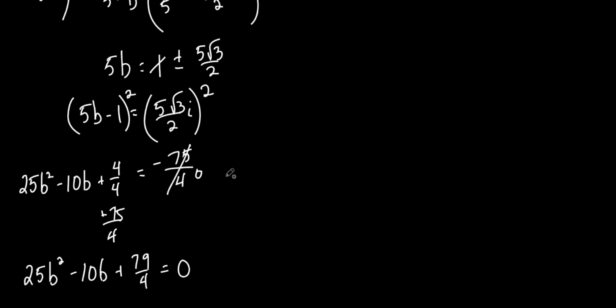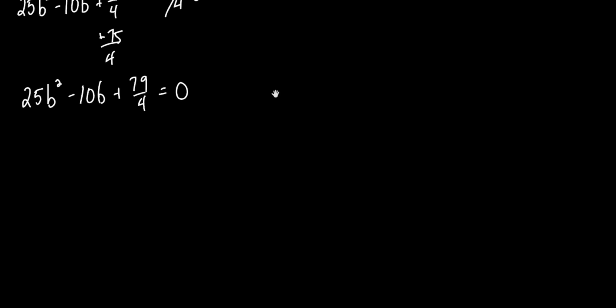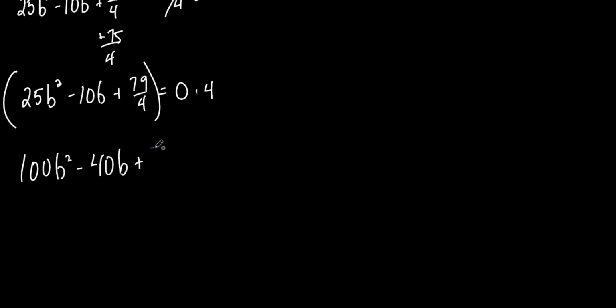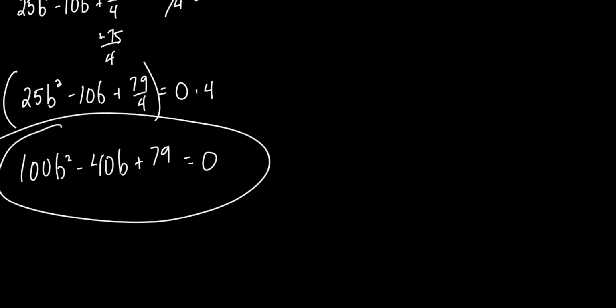So what they do is you don't want this to be a fraction. That's C. They don't want any fraction here. So what you're going to do is get rid of that 4. How do I get rid of that 4 in the bottom? I multiply everything by 4. Technically I multiply the right side by 4, but that doesn't really change anything. So what do I got now? I got 100b squared minus 40b plus 79, and that equals 0, 0 times 4. And that's how you do it.